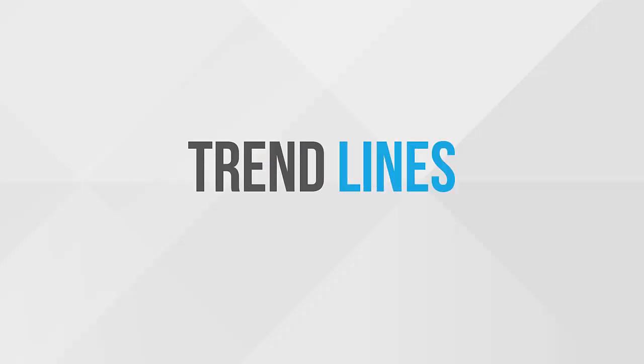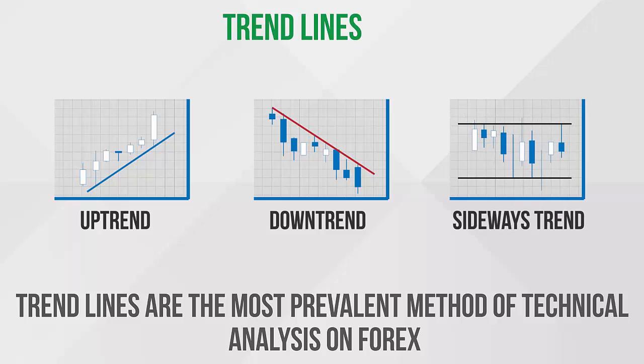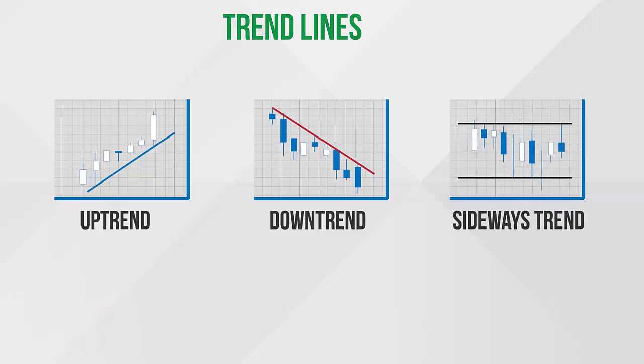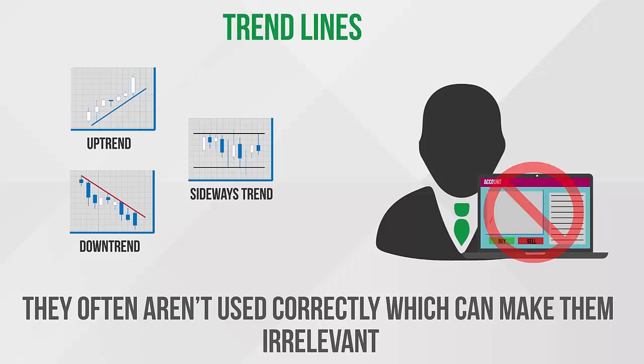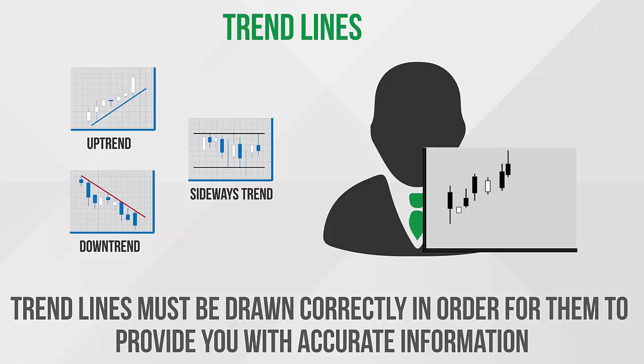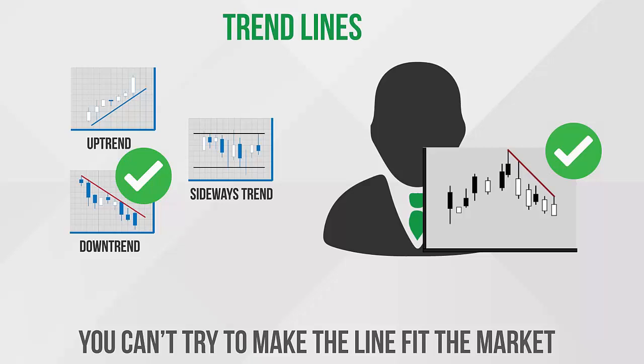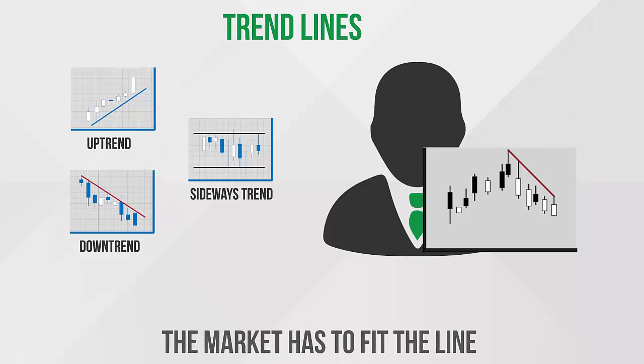Trend lines. Trend lines are the most prevalent method of technical analysis on Forex. However, they often aren't used correctly, which can make them irrelevant. Trend lines must be drawn correctly in order for them to provide you with accurate information. You can't try to make the line fit the market; the market has to fit the line.